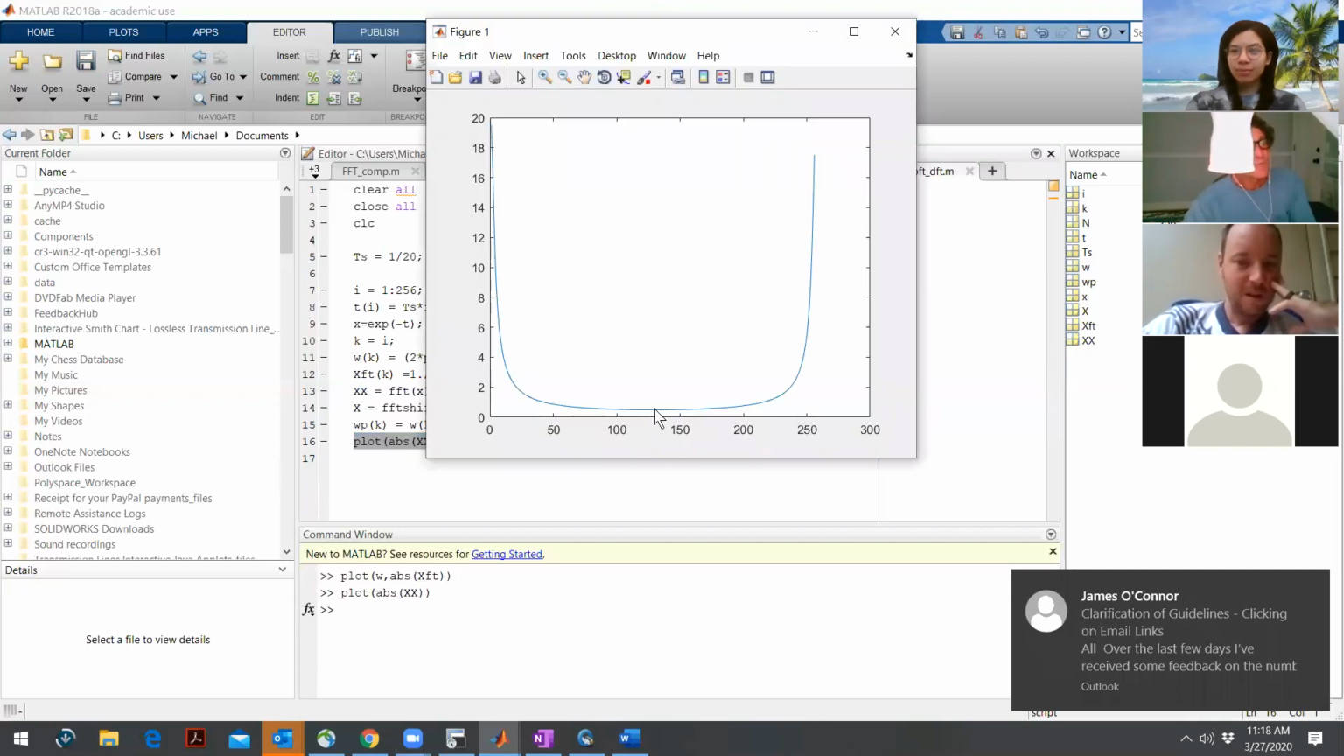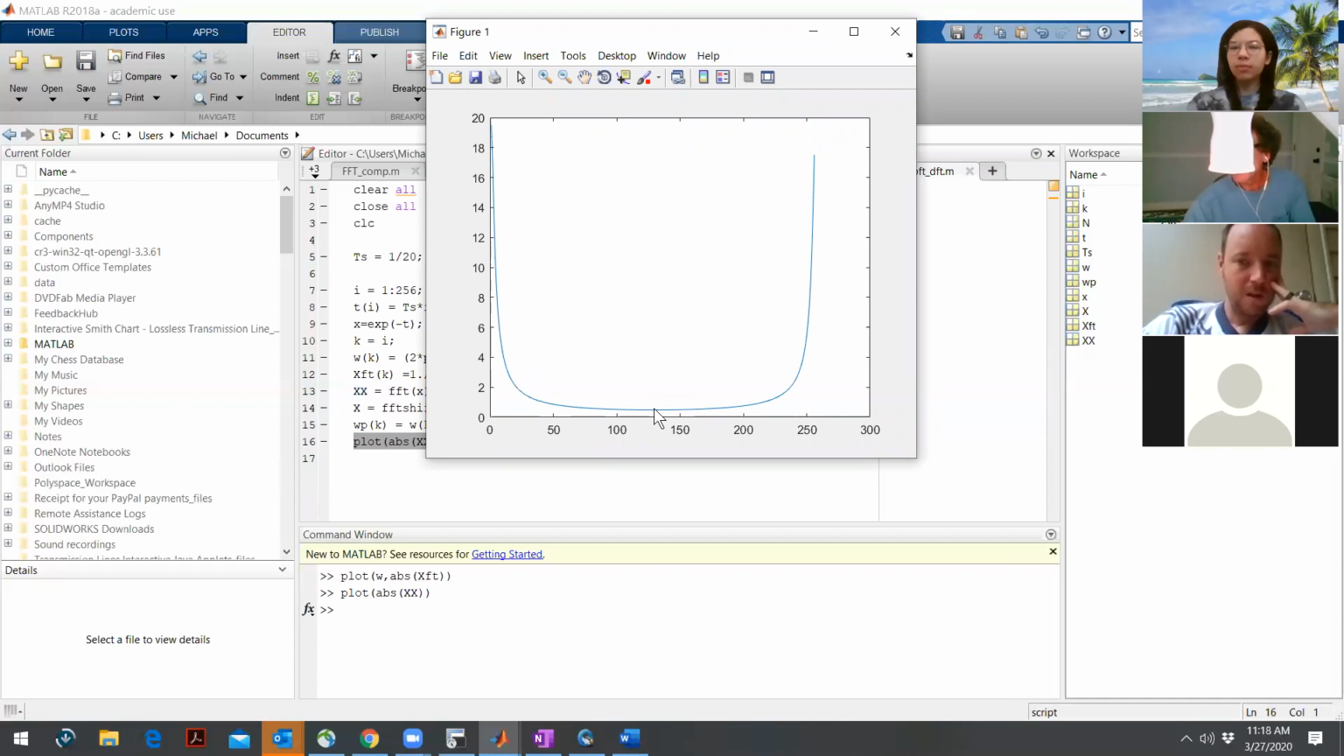All right, that is the raw DFT or FFT. Understand? It doesn't make much sense to you. What you'd like to do is cut this in half and take this upper section and put it on the other side. That's what it should look like. So then we adjust it.